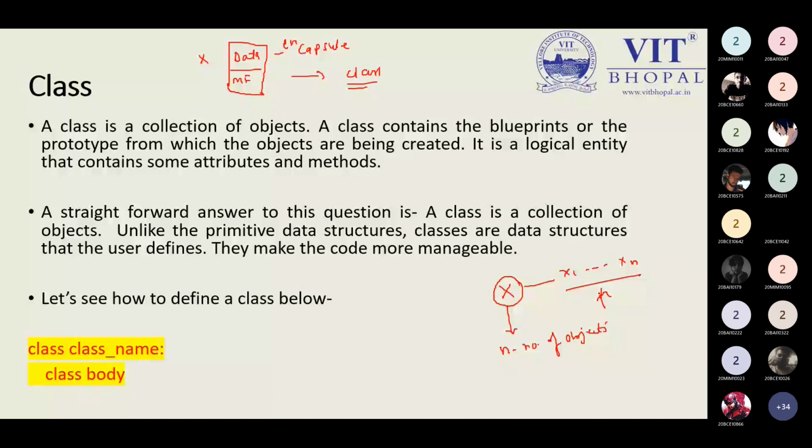A class always contains the blueprint or prototype. Why is it a blueprint? Blueprint means how many member functions it can have, how many data members we can have, and what representation or information we can represent by this. But before that, I would like to explain with a real example so you can easily understand.